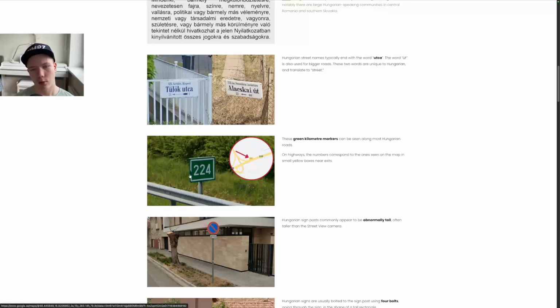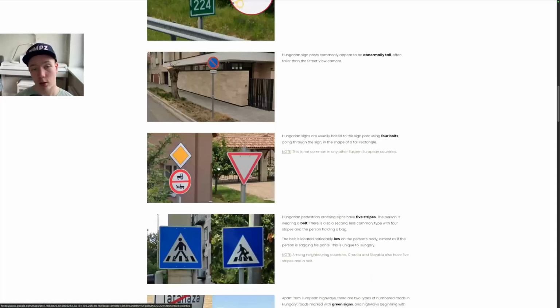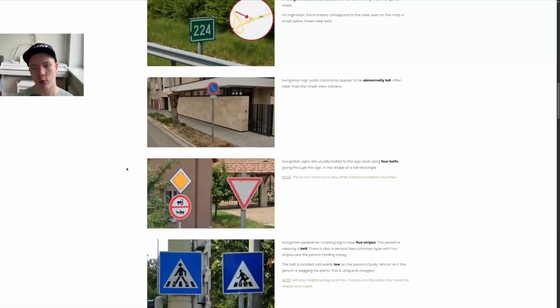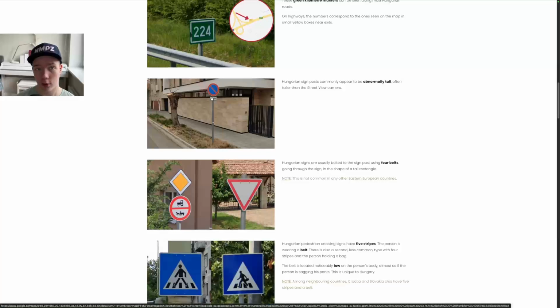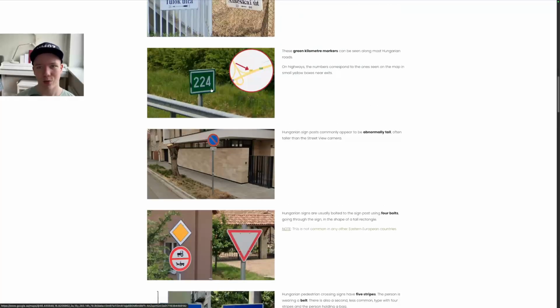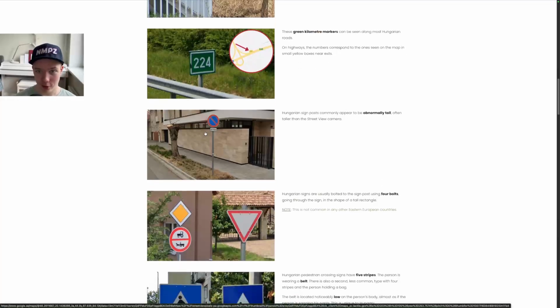These kind of green kilometer markers that are really low down to the ground. You see that in Hungary, that's actually quite a useful thing, I would say. Don't know about the sign stuff here, but it's an interesting thing that green kilometer markers that look like this are really low, down to the ground again, but the signs that look like this, these signs are a bit taller than maybe usual.